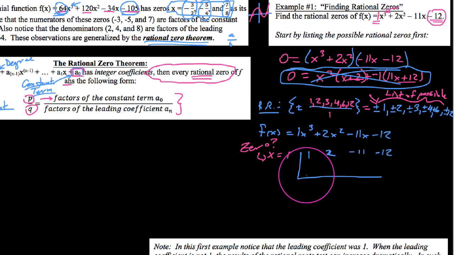I'm going to take that out for now. So we say, carry down the leading coefficient. So we'll multiply diagonally. 1 times 1 is 1. 2 plus 1 is 3. 1 times 3 is 3. 3 plus a negative 11, I get negative 8.